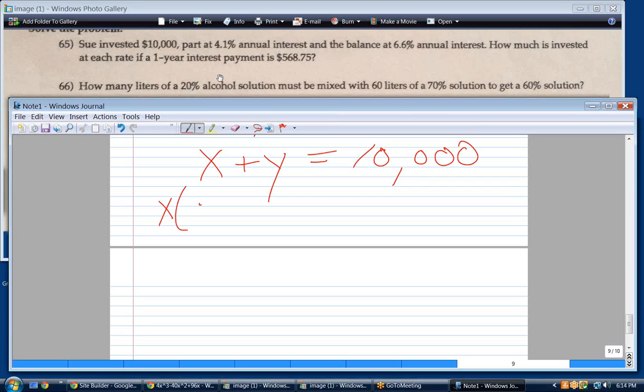If I invest at a 4.1% annual interest rate, then I'm going to make 0.041 times whatever amount I invest. So this would be the amount of interest I would earn from the amount that I put in that part of the 10,000. Well, I'm going to earn a little bit more interest rate on the rest of it, the y part. What do I earn on the y part?